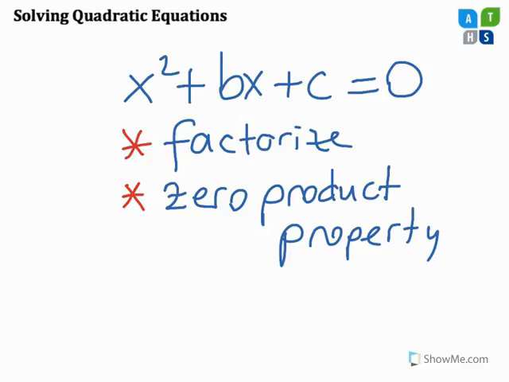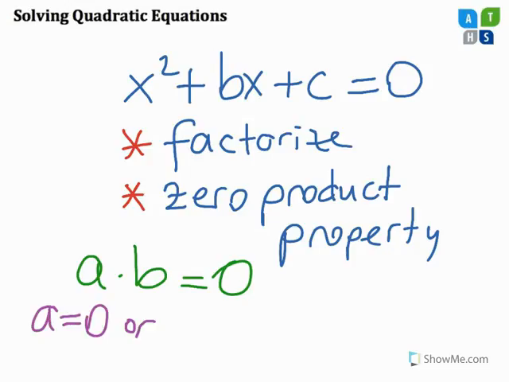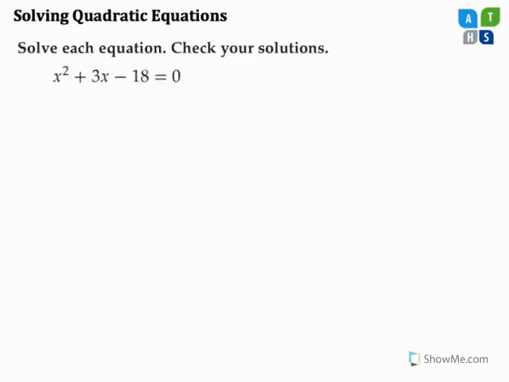Let's recall this property. According to this, if we have two numbers and if you multiply them, if we get 0, then we say either a is 0 or b is 0. So let's have an example. Okay. Now we have x squared plus 3x minus 18 equals 0.